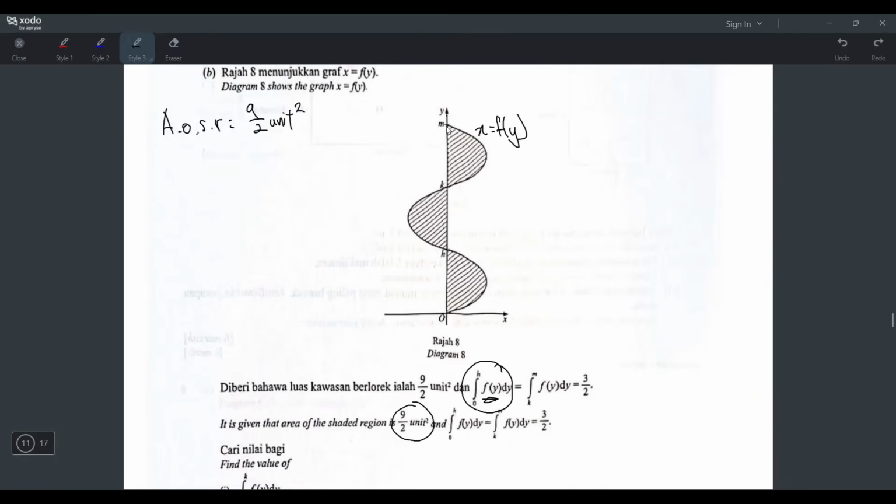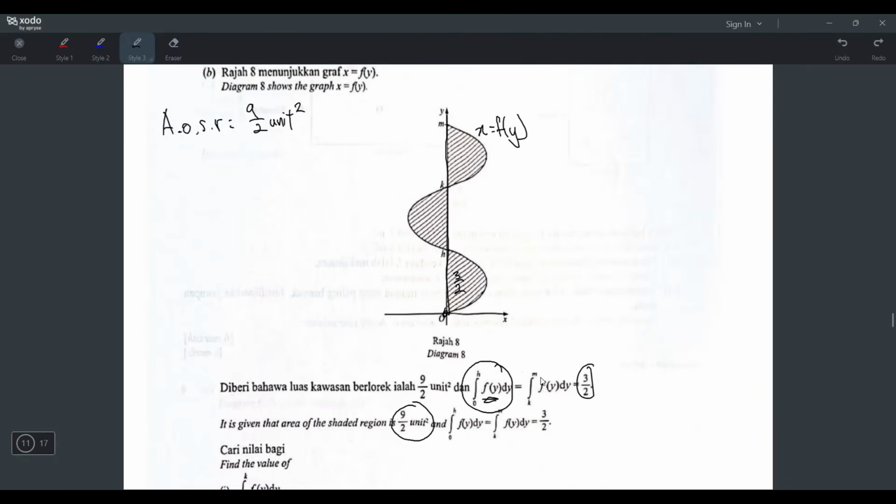So this is the y-axis, and from 0 to h, it's here and here. You can see the area between the curve and the y-axis from 0 to h is this, right? And that is 3/2. This area right here is 3/2, because it says this equals 3/2. This one is also 3/2.